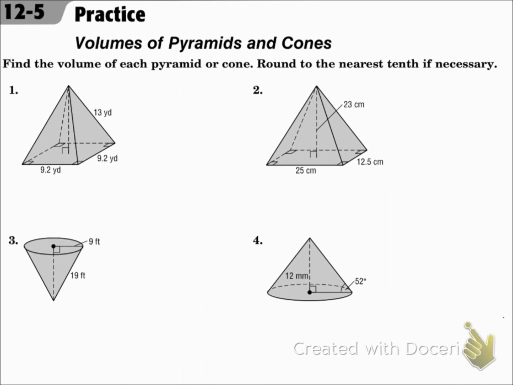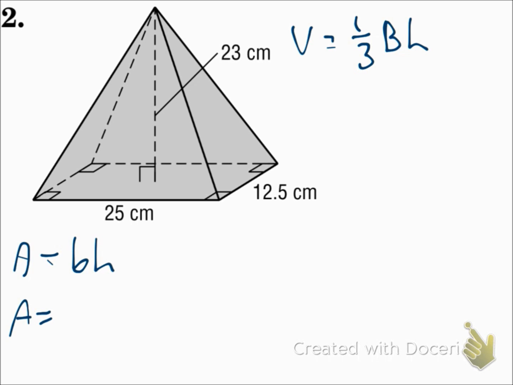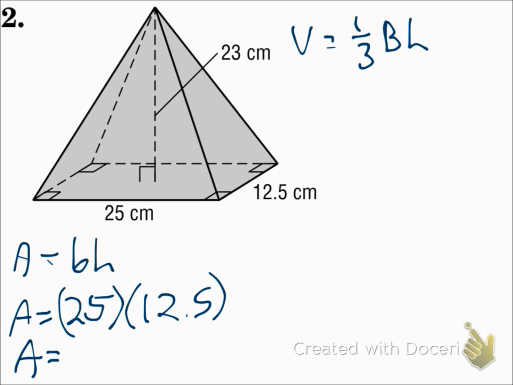This is lesson 12.5, volumes of pyramids and cones. Find the volume of each pyramid or cone, round to the nearest tenth. Here we have a pyramid. Volume equals 1/3 area of the base times the height of the pyramid. Since the base is a rectangle, we'll find the area, which is base times height for a rectangle. The base of the rectangle is 25 centimeters. The height of the triangle is 12.5 centimeters. So the area of the rectangle is 312.5 square centimeters. We'll substitute that in for big B.